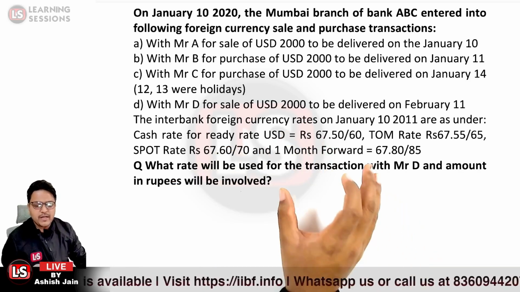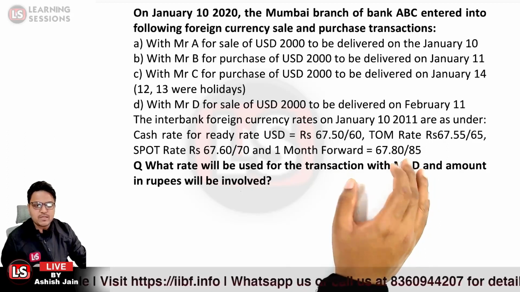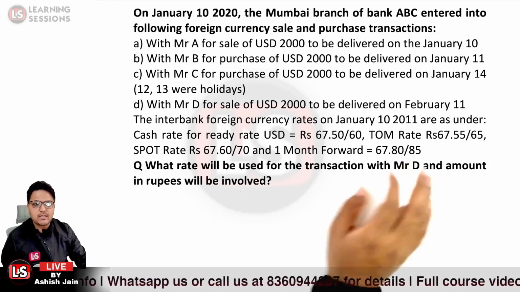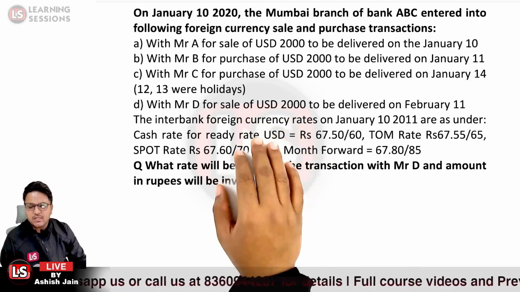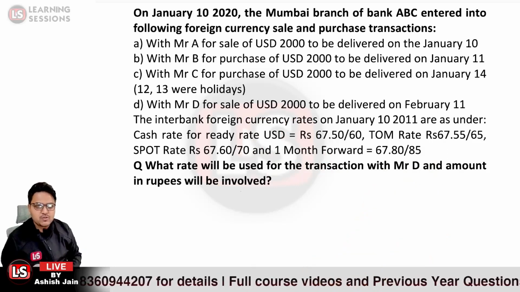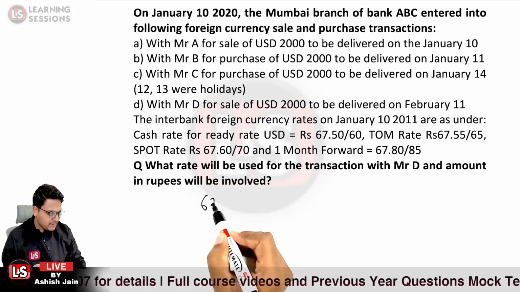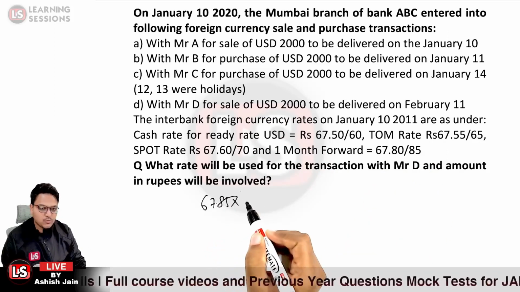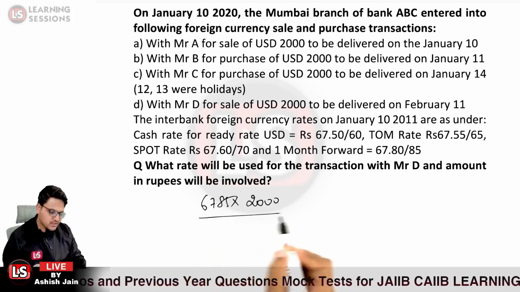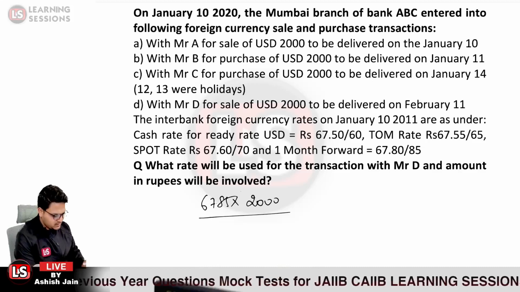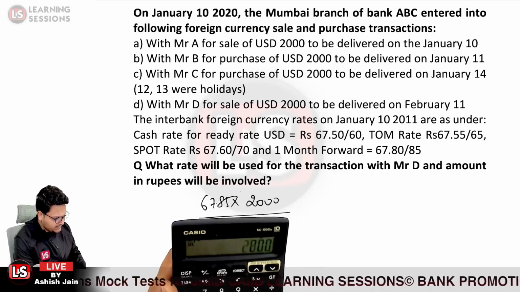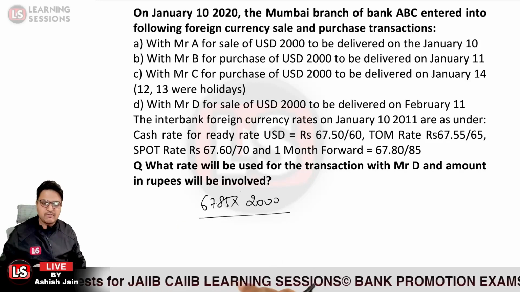So the 1 month forward rate is provided to us over here. That is given to be 67.80/85. And what transaction is it related with? It is related to sale of USD. That is, we will be quoting the sale rate now. So 67.85 rate will be applied, multiplied by 2000 USDs, as the deal size is 2000. So it is 67.85 multiplied by 2000. That is going to be the answer, that is 1,35,700.